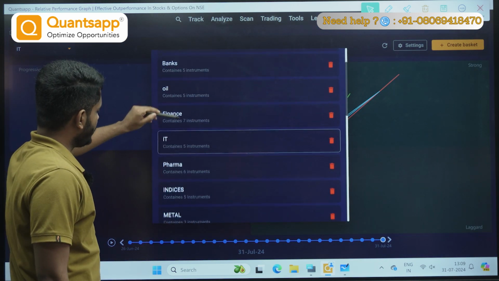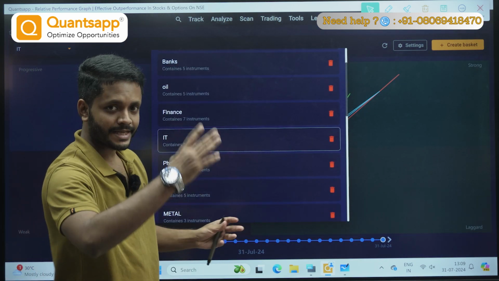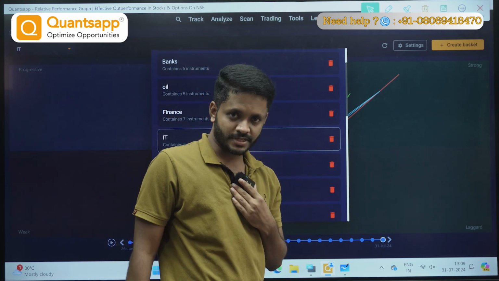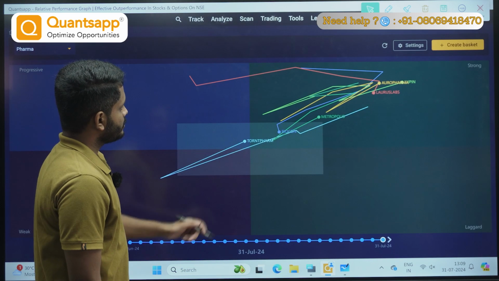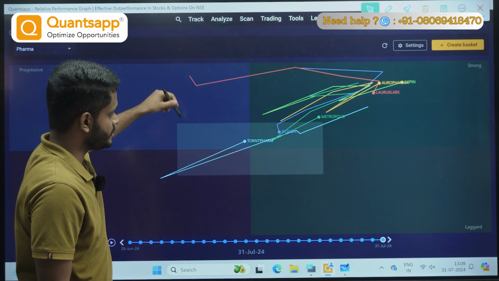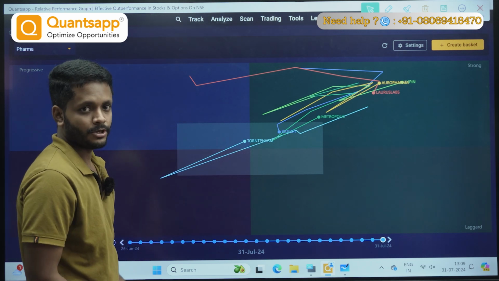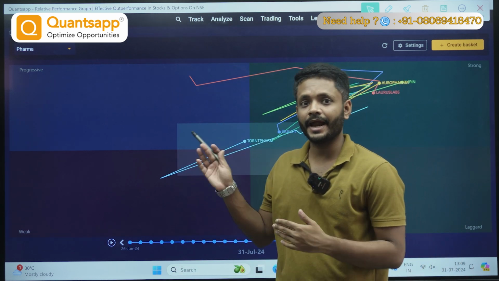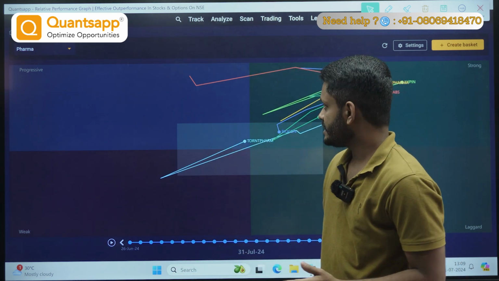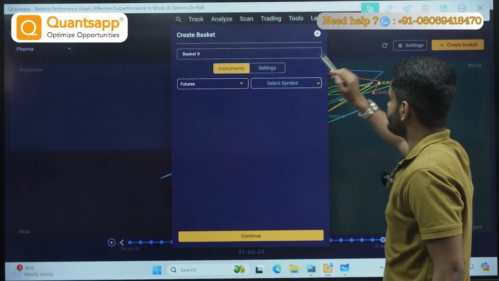Say if I want to track pharma, suppose the pharma sector is beaten down and I am expecting a reversal in the pharma sector. So if I just click on this, the stocks which I have plotted in RPG will automatically appear over here. So it will be easy for me to track if I create a basket rather than adding each and every script one by one. Okay, so let's take a few examples now.